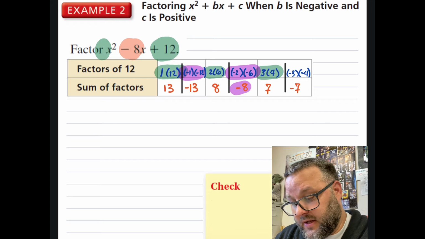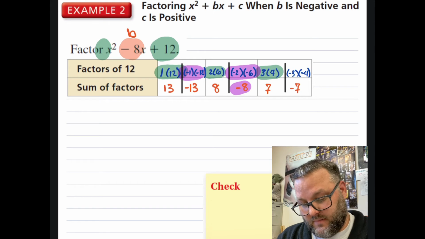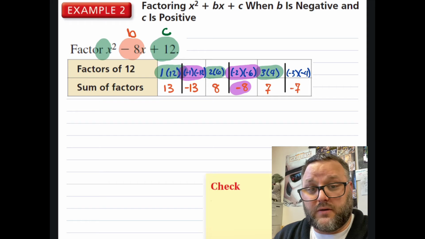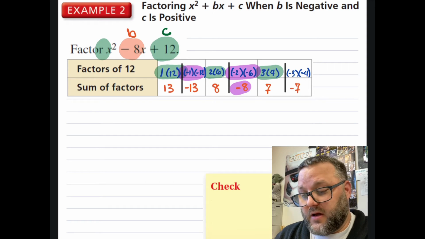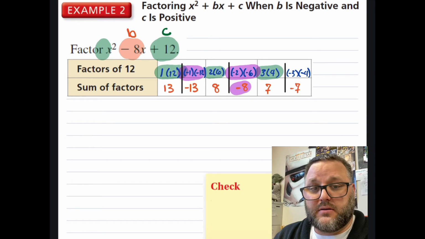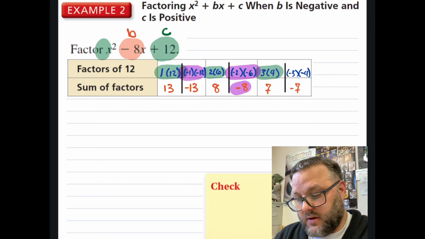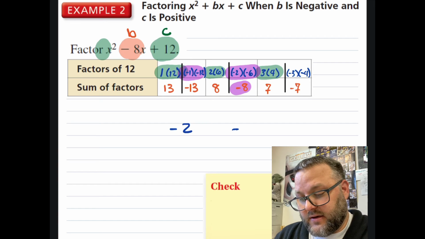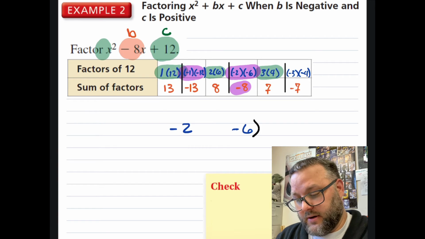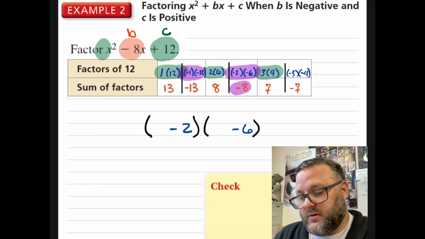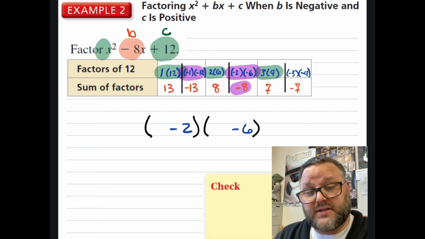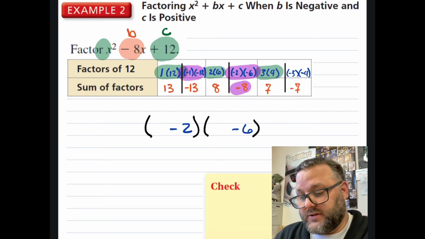Maybe one thing I should make clear here is B is negative 8, and C here has been 12 this whole time. So we've been talking about the factors of C, and what they add up to needs to be B. In this case, we have negative 6, negative 2. So I'm going to bring those down. Negative 2, negative 6. Now remember, order's not really going to matter here, because we are multiplying. But here, the only thing I'm going to take is the numbers exactly as they were. Negative 6, negative 2. I'm going to put those in parentheses and put an x in front.